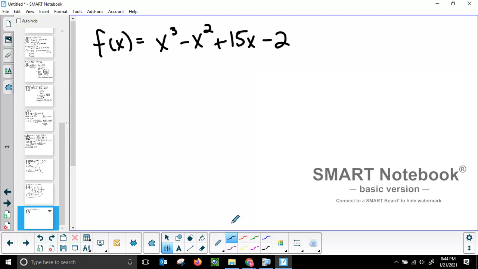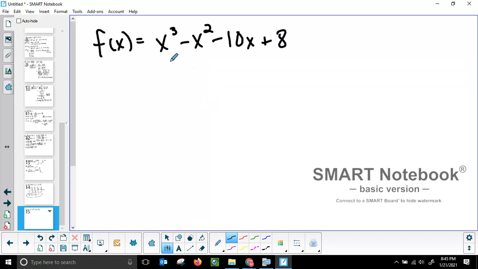Oh no, I totally started going to the problem above, so I totally messed that up. X cubed minus x squared, whoa, we need a bigger one than that. X cubed minus x squared minus 10x plus 8. Okay, so there's a few ways to do this.